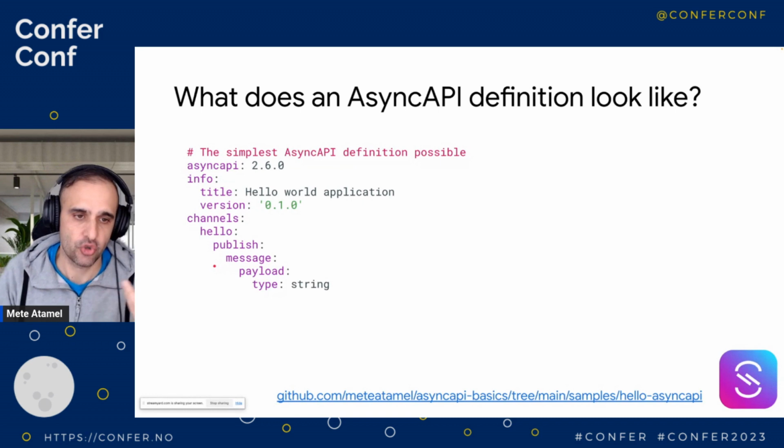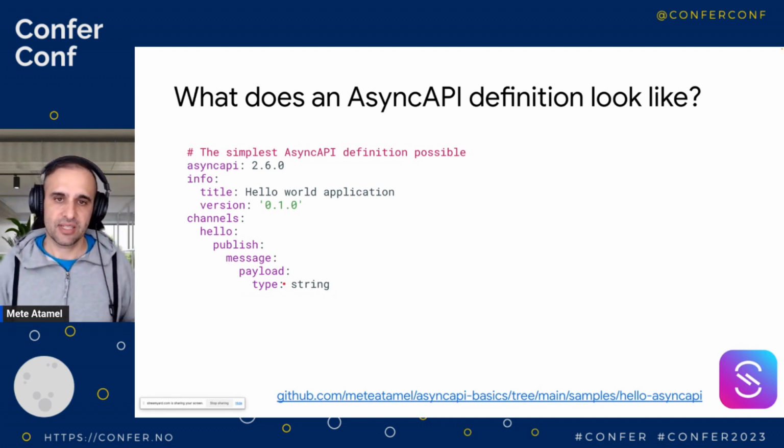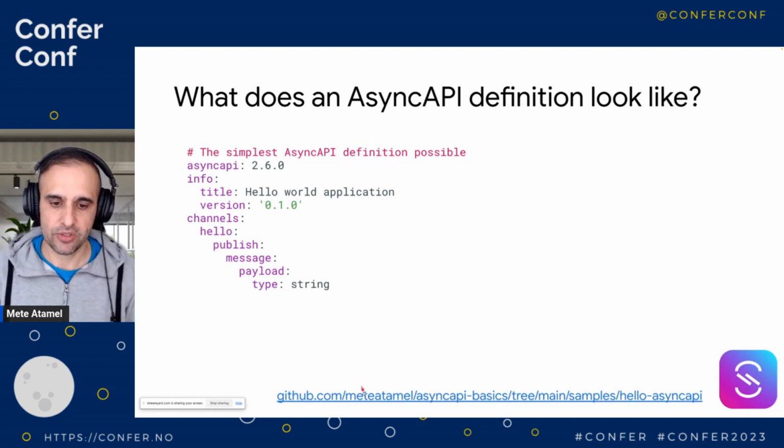And the message you can publish is defined here. This message has a payload that has a type string. So this basically means you can publish to this channel with a message that has the type string. So you can just basically send a string to this channel, right? So this is the simplest async API definition possible.